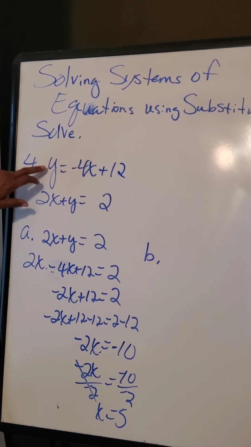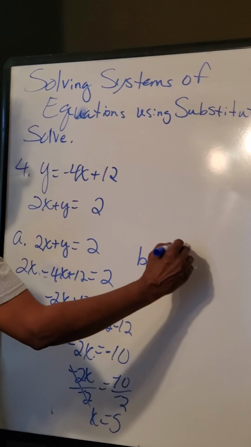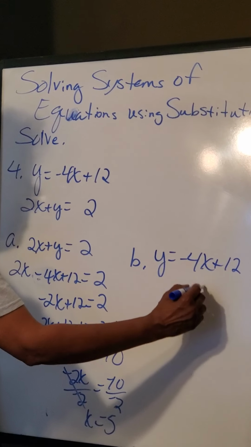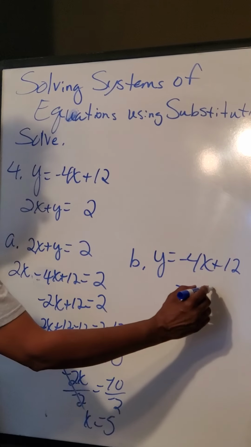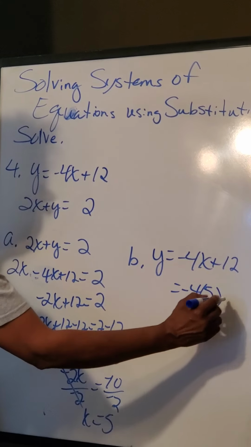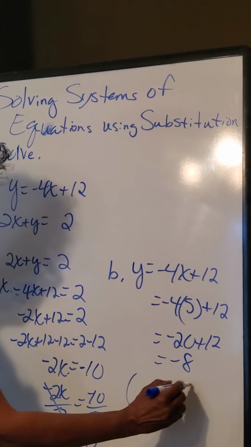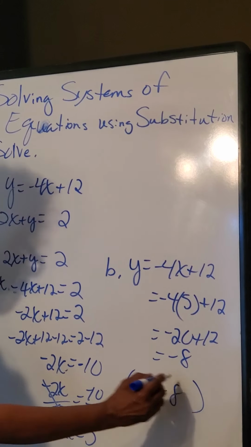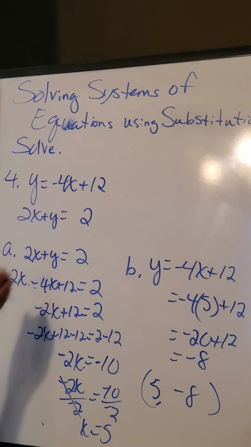Go back and pick up the equation that reads y equals. Substitute that 5. So I get a negative 20 plus 12, which gives me a negative 8. So my solution for this problem is the ordered pair 5, negative 8. I want to make sure that you've got this. So let's do just a couple more, 1 or 2 more examples, so that'll be it.